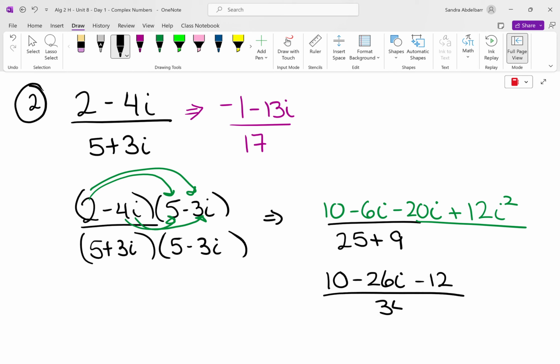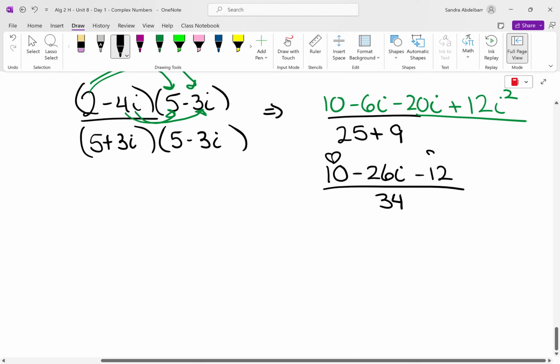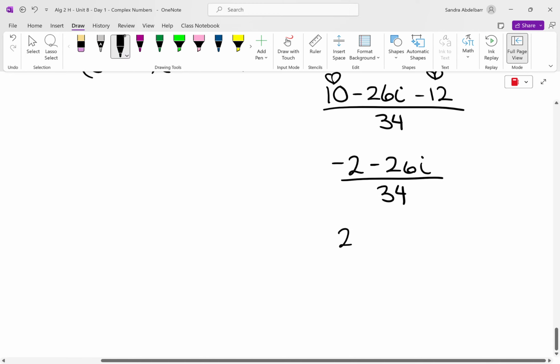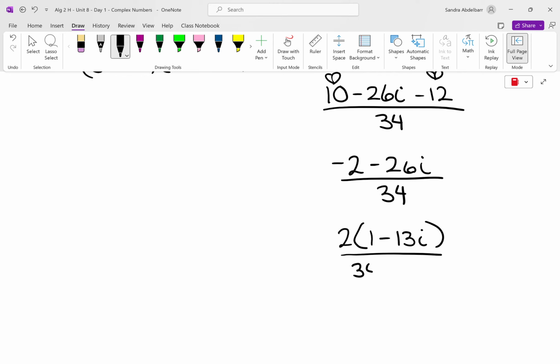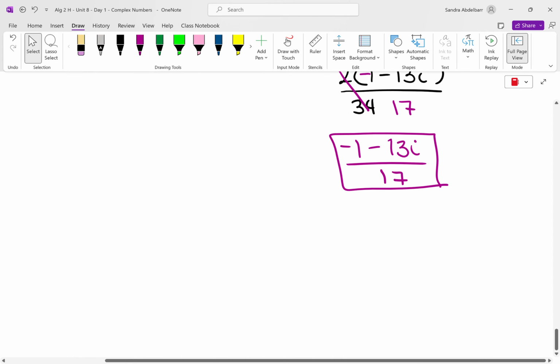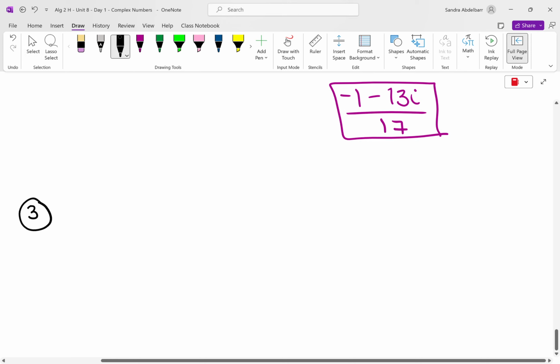Keep going. Let's simplify more. We get 10 minus 26i minus 12 all over 34. But then we have the 10 and the negative 12, which is a negative 2 minus 26i over 34. If you stopped here, you didn't simplify completely because we can pull out a 2. When you pull out a 2, you're going to get negative 1 minus 13i over 17. There we go. All right, 2 more problems I want to show you.